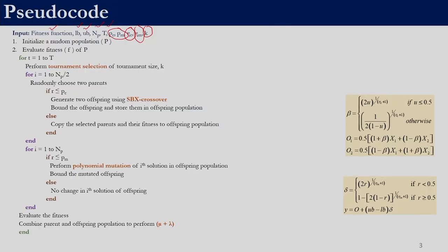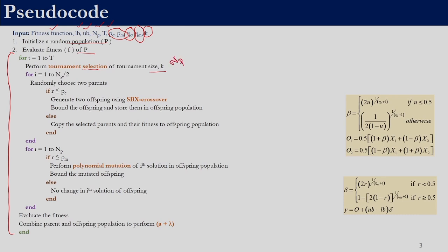So, the first step is to initialize a random population within the lower and upper bounds, and then we need to evaluate the fitness of the population. Once we have done this, we have this exterior iteration loop. The steps given in this loop will have to be performed capital T times. For every iteration, we need to do a tournament selection. In each tournament, the number of candidates competing will be K. In our case, it is going to be 2. Based on this tournament selection, we will select NP population members.